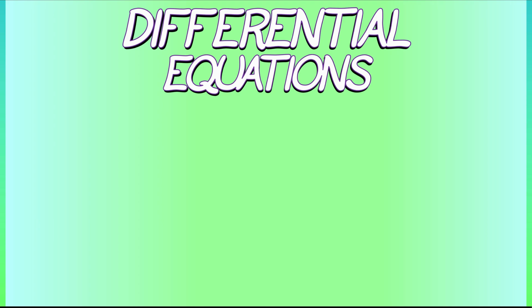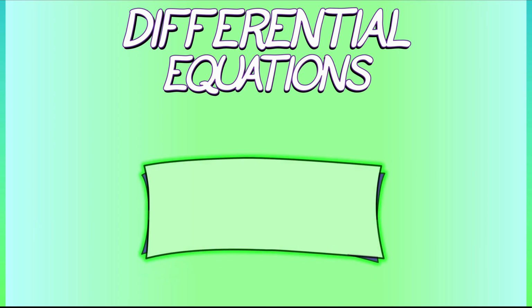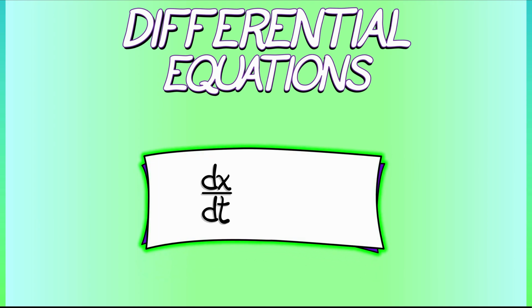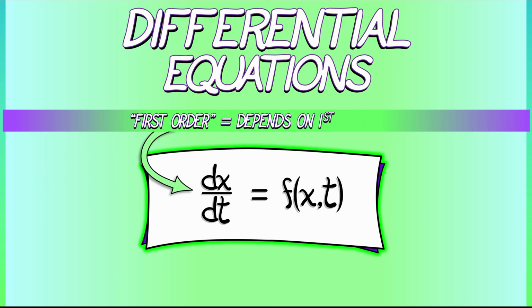Motivated by some of the examples we've just looked at, we're going to consider differential equations on some function x that depends on time, t. These equations are going to be of the form dx dt equals some function f that can depend on x and/or t. A little bit of terminology is in order. Such an equation is called a first-order differential equation because it depends on the first derivative of x.